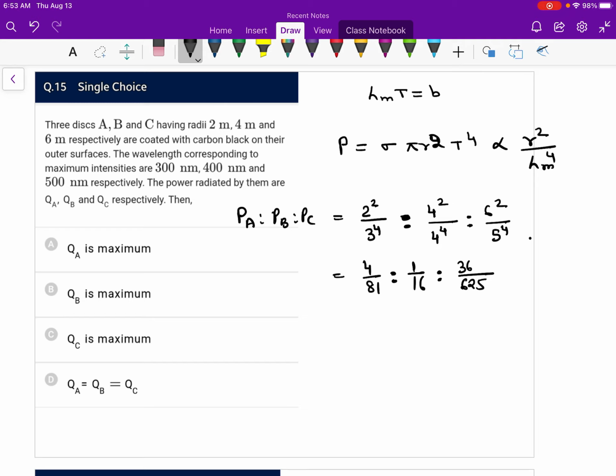All right. So this is 4 upon 81, so this is 1 upon 20.25. This is 1 upon 16. And this is 1 upon 36 ones are 36. And then 36 sevens are 17 point something. So greatest number is for PB. So PB is maximum. Okay.